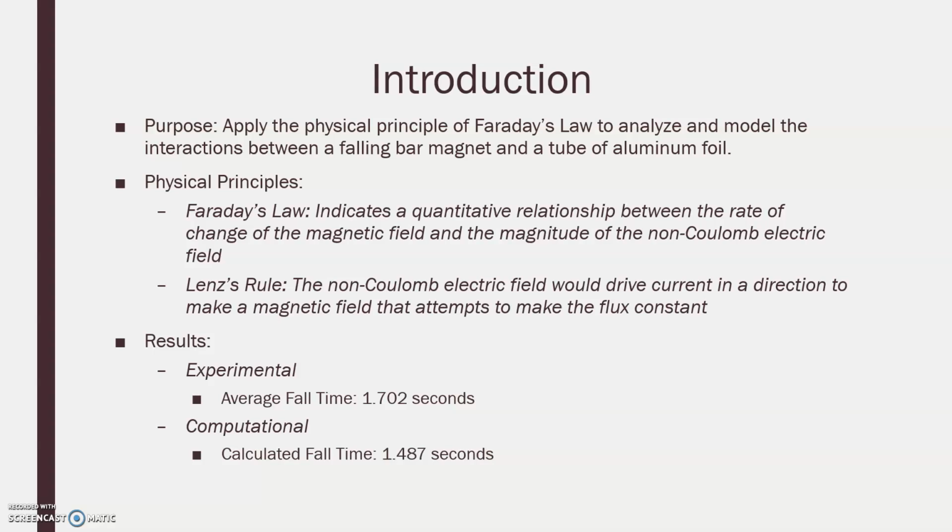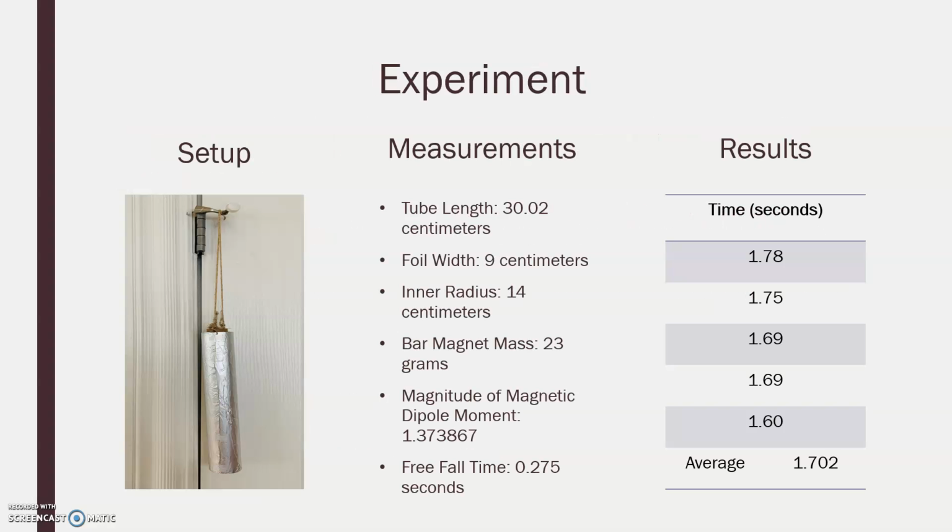In this experiment, I experimentally and computationally determined the amount of time it takes for a bar magnet to fall through an aluminum tube. The experimental average fall time is 1.702 seconds, while the calculated computational fall time is 1.487 seconds. The experimental setup is as shown to the left. I strung twine around an inner cardboard, allowing me to hang it up. Additionally, an aluminum tube was used since it would not magnetically attract to the bar magnet as a ferrous tube would. The measurements for the bar magnet and aluminum tube are shown in the center.